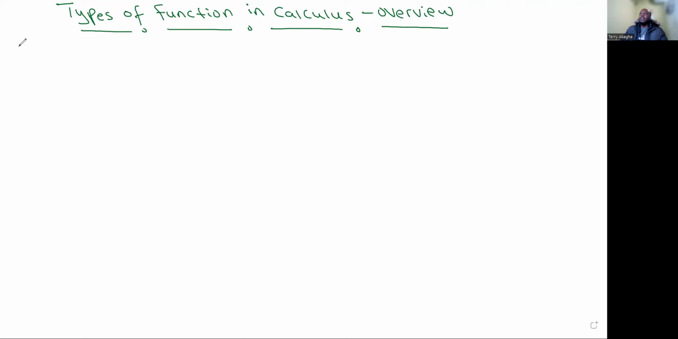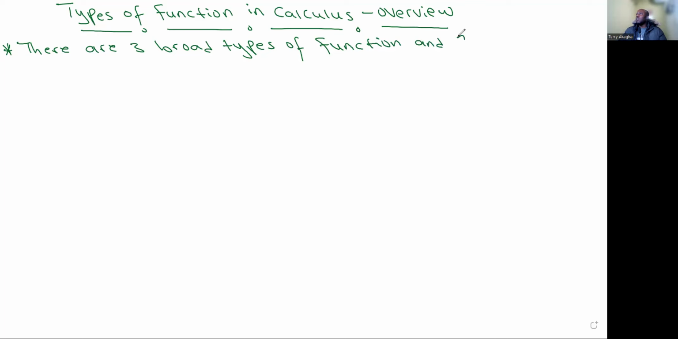So let's quickly write down, because I know some of you do take notes. There are three broad types of functions, and two subsets, okay? Some textbooks will also say there are two subsets, and there are several, but I'm going to focus on two subsets. The first one is what we call the increasing function.